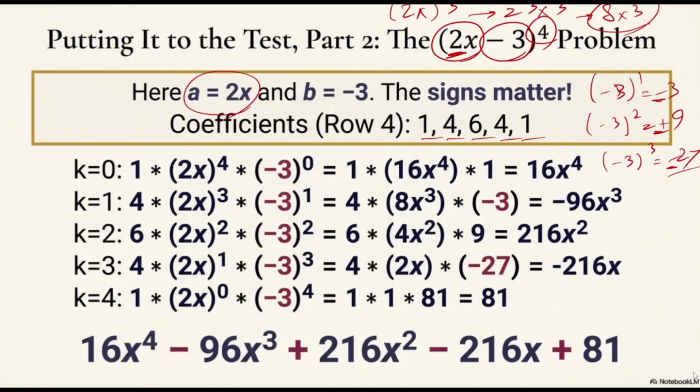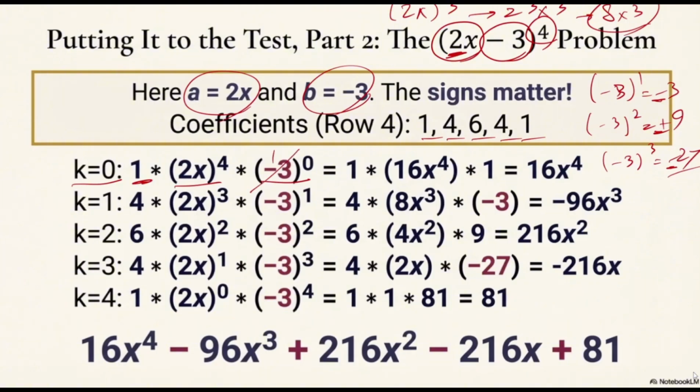The very first term is 2x. So the second term is negative 3. Let's go to the work. K equals 0, the very first row. I do have my coefficients, which I can keep there or I can just add afterward, doesn't matter. It is 2x to the power 4 times negative 3 to the power 0. This guy is 1 because we know any number to the power 0 is just 1.